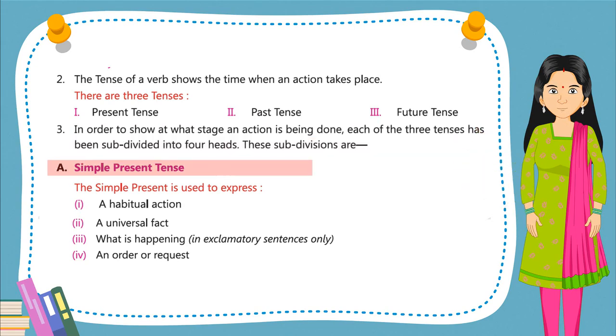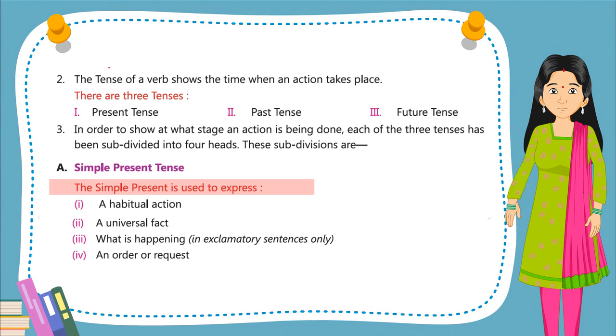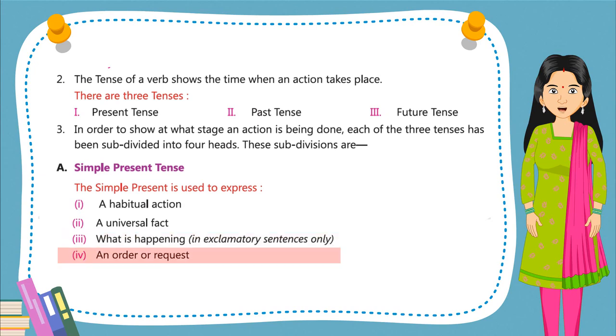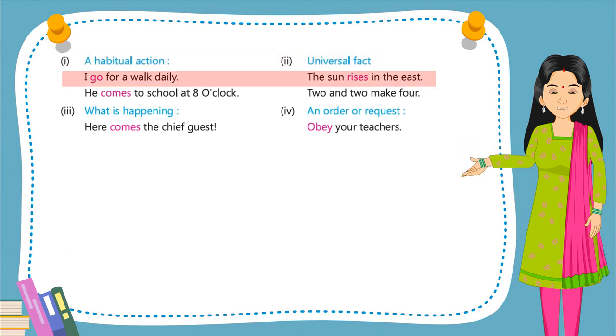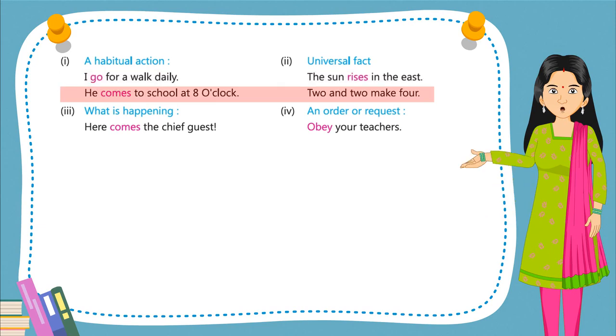A. Simple present tense. The simple present is used to express 1. A habitual action; 2. A universal fact; 3. What is happening in exclamatory sentences only; 4. An order or request. 1. A habitual action; 2. Universal fact. I go for a walk daily. The sun rises in the east. He comes to school at 8 o'clock.